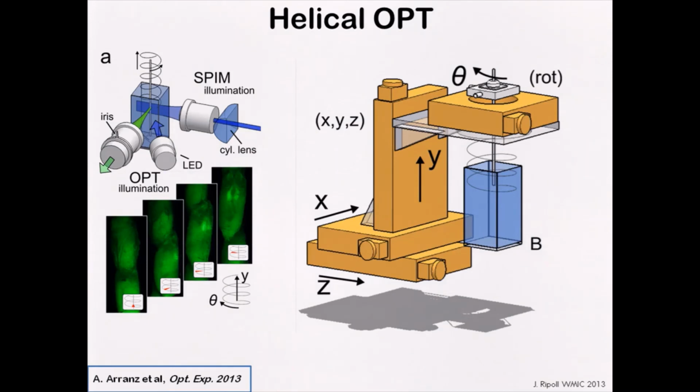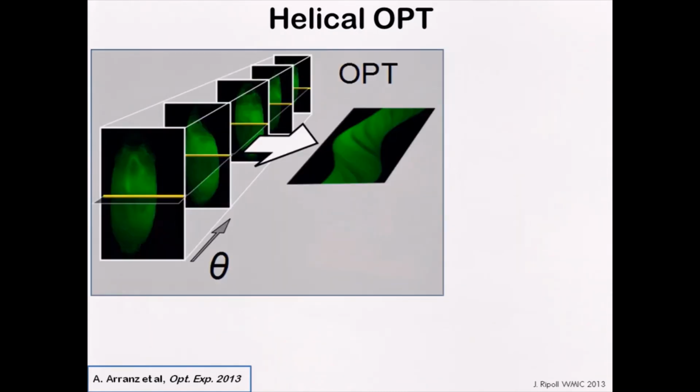The idea is exactly the same as what I showed before, with the difference now that, very similar to spiral CT, the sample is rotating and then moving upwards. So when you use this, I think I have here some raw data to show you. Imagine this is the OPT I just presented.